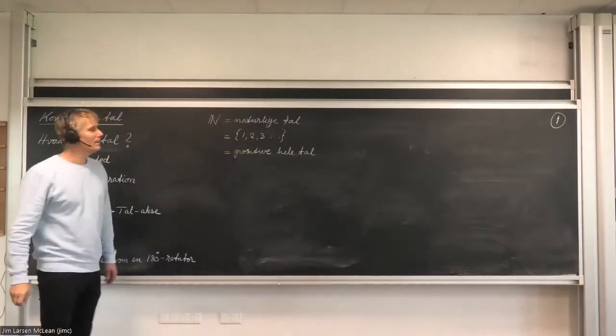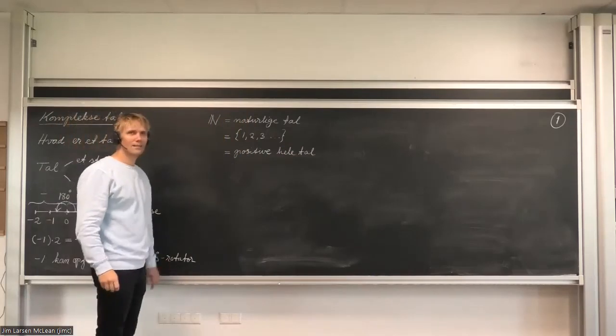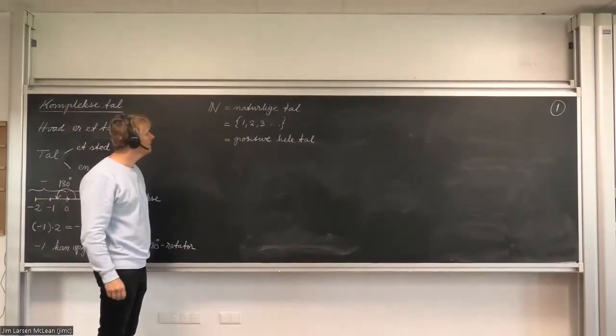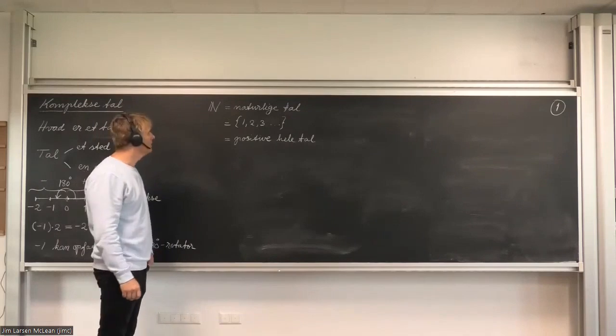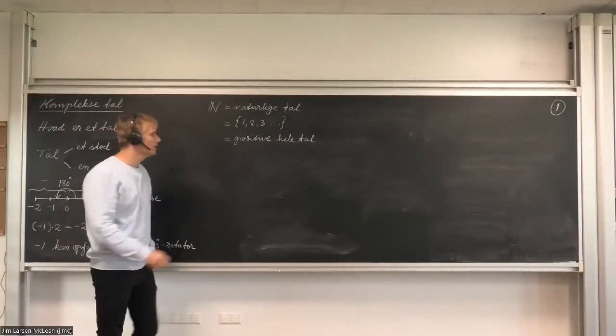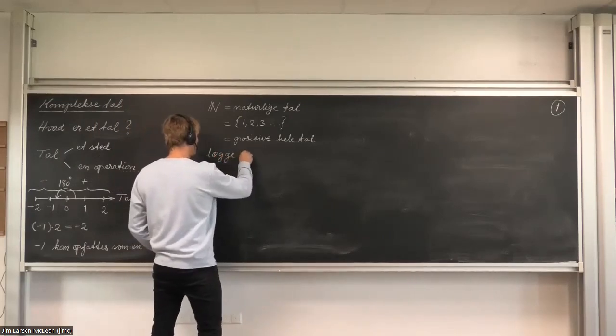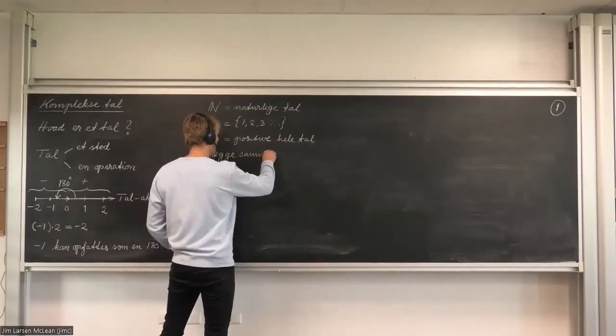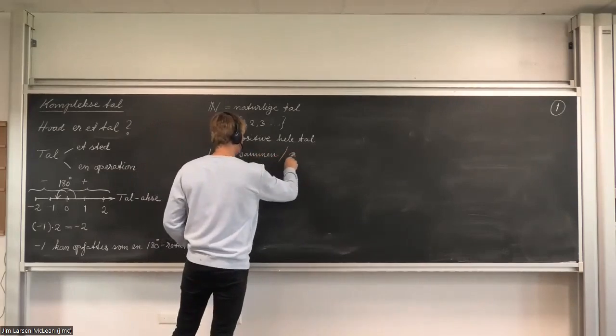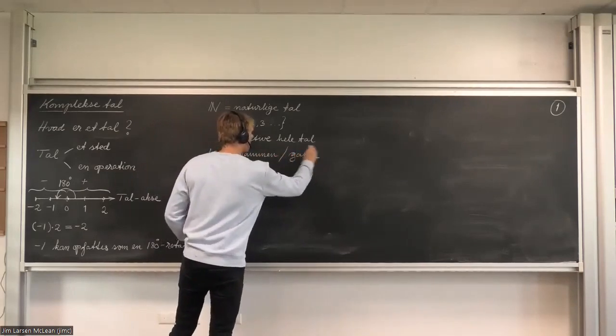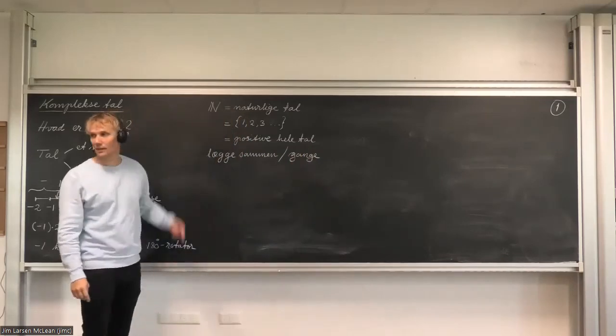And what can you do with them? What can you do with such natural numbers? Well, you can add them together. You can also multiply them. So we can add them, and we can multiply them. And can't we do anything else? Yes, we can. But if we do something else, we don't end up with natural numbers again.